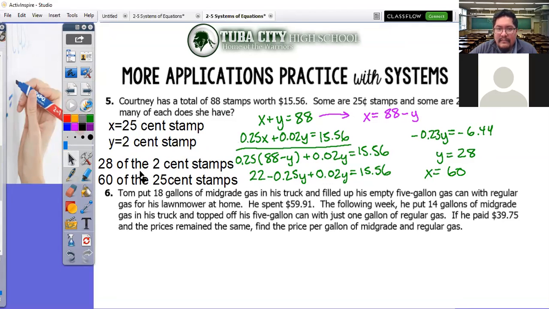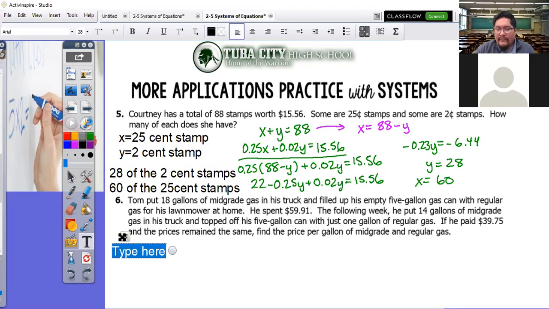All right, so let's go ahead and move on to this next one here. This one kind of threw me for a loop on the first read, because I was looking at the wrong variables. Let's read it. Tom put in 18 gallons of mid-grade gas in his truck and filled up his empty 5-gallon gas can with regular gas for a lawnmower at home for $59.91. The next week, he put in 14 gallons of mid-grade gas in his truck and topped off his 5-gallon can with just 1 gallon of regular gas. If he paid $39.75 and the prices were the same, find the price per gallon of mid-grade gas and regular gas.